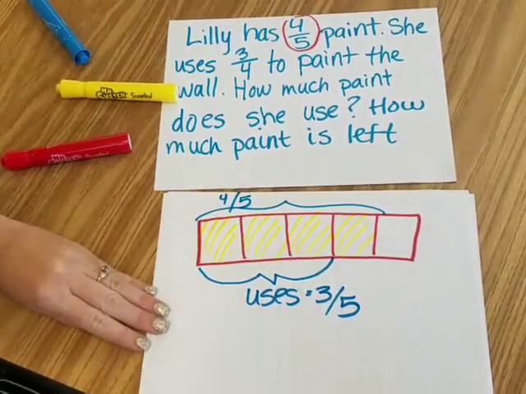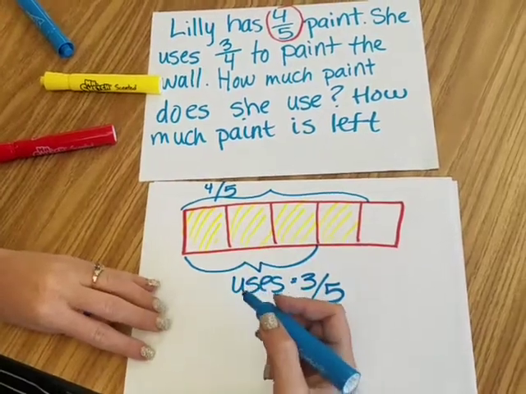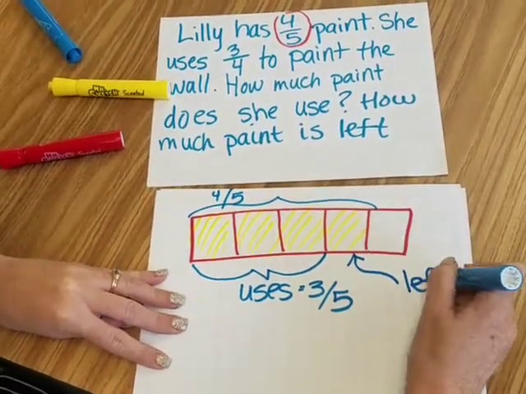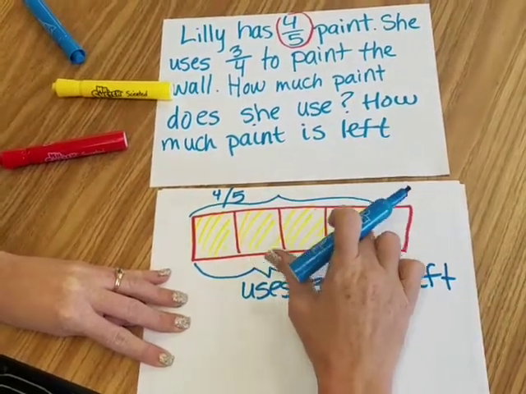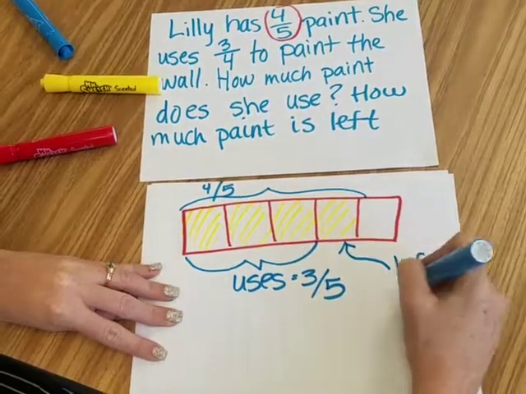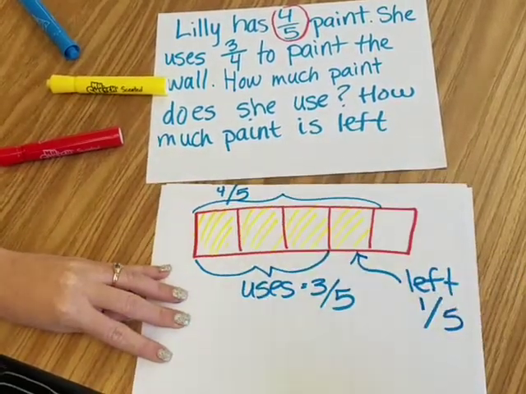She used 3/5. And how do we know the other question? Well, what's left? What's left out of what she used? We don't count this because she didn't even use that. There is no paint over here. What's left is 1, 2, 3, 4, 5, 1/5.